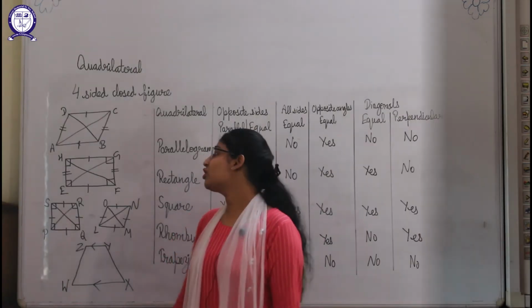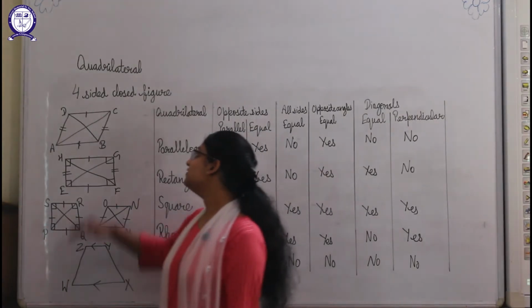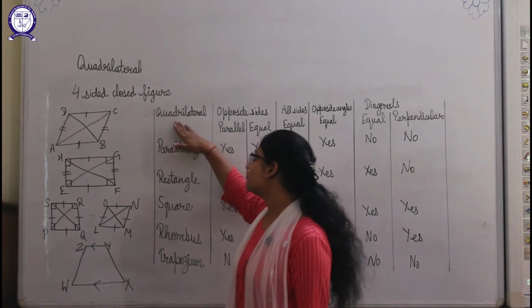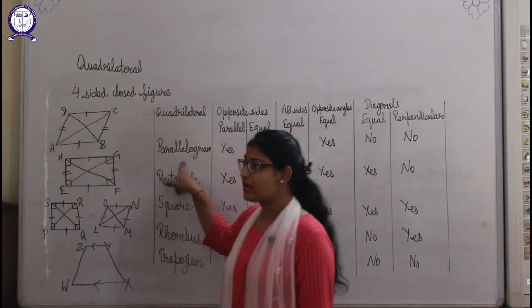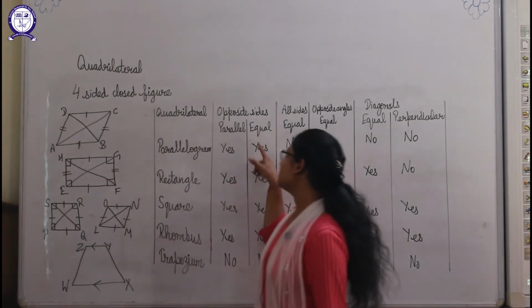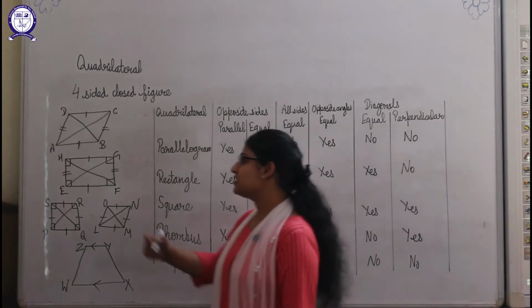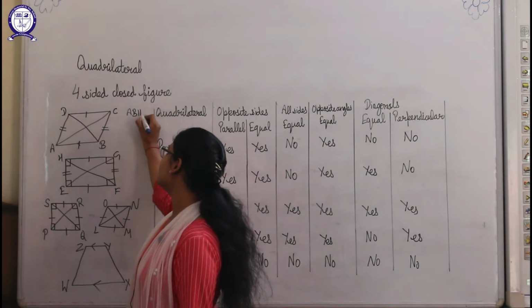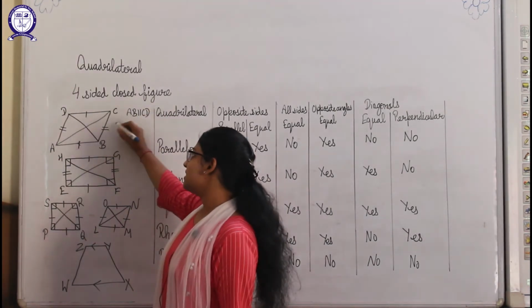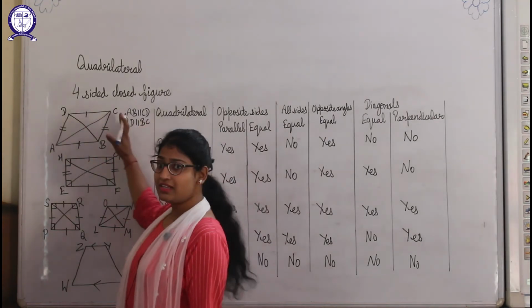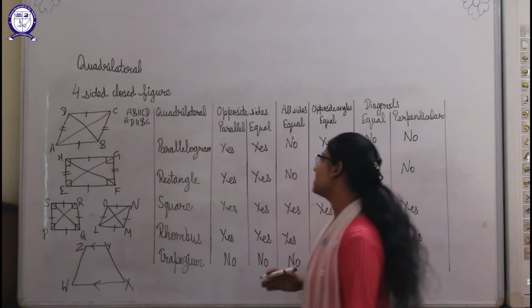Students, our topic is quadrilateral. A four-sided closed figure is called a quadrilateral. Now the types of quadrilateral. The first one is a parallelogram. Here ABCD is a parallelogram. In this, opposite sides are parallel. Which are the opposite sides here? AB and CD are opposite sides, so AB is parallel to CD. In the same manner, AD is parallel to BC, because AD and BC are the opposite sides.